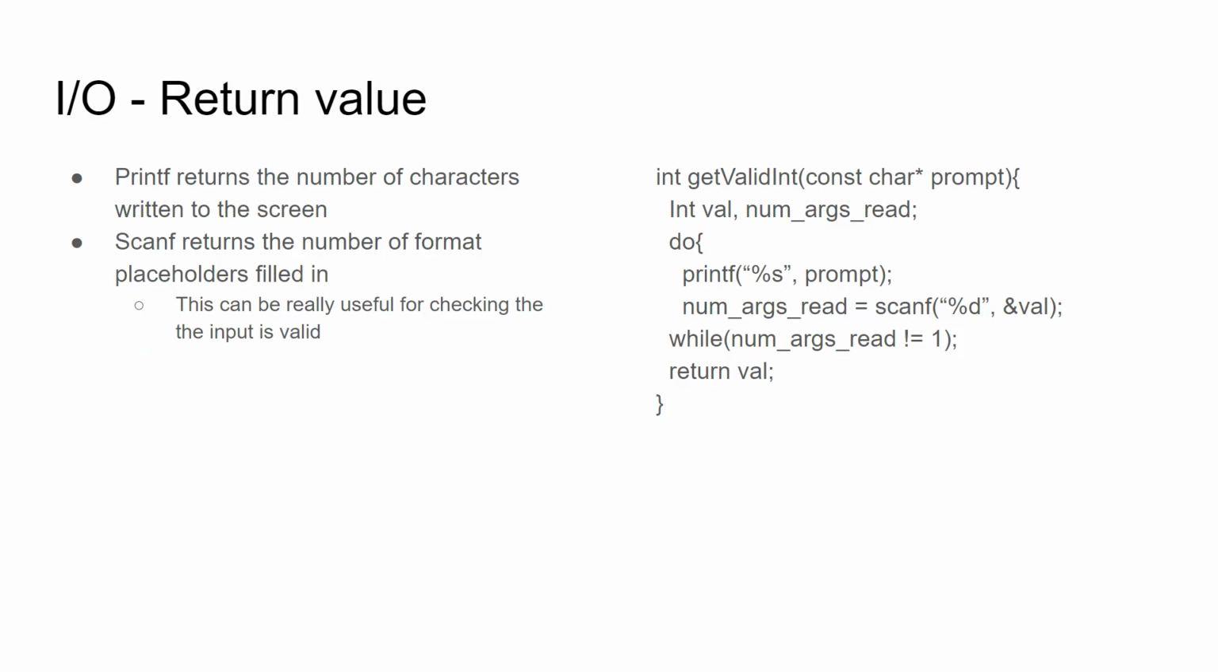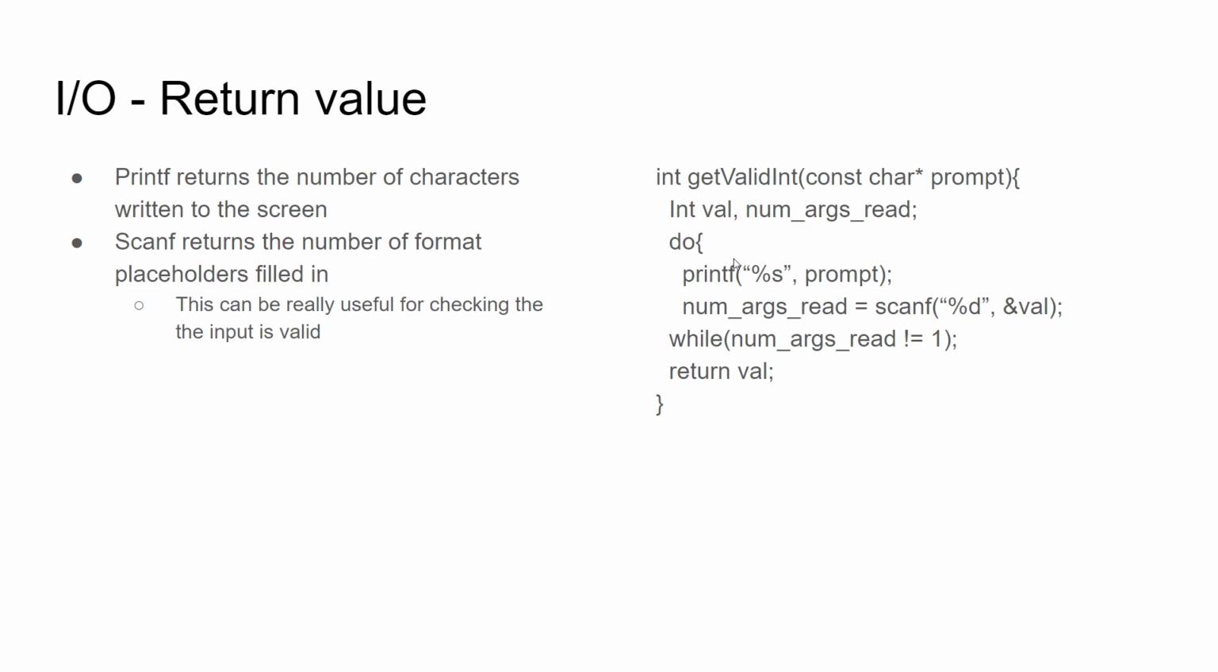Okay. So printf will return the number of characters that you actually wrote to the screen, and scanf will return the number of format placeholders it was able to fill in. This is super useful if you want to check to see if you've received valid input. So here we might have some prompt that we want to display to the user. Then we have an integer that we're trying to read, val, and then this num_args is the number of arguments that we're actually able to read.